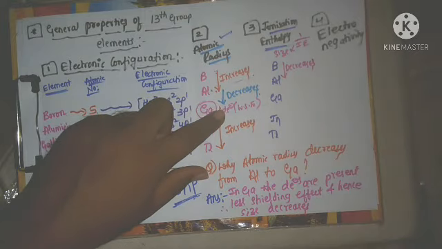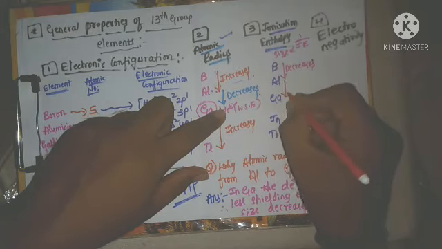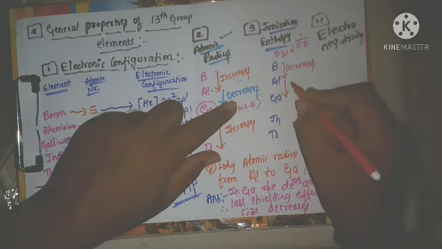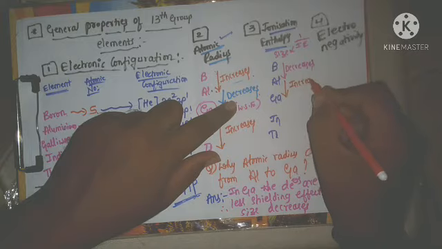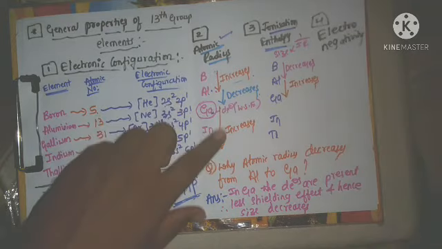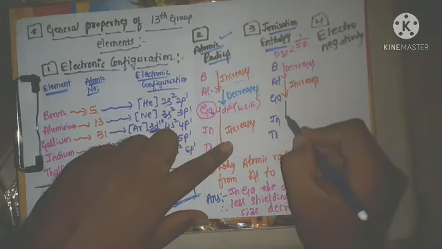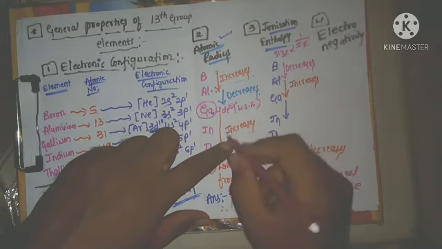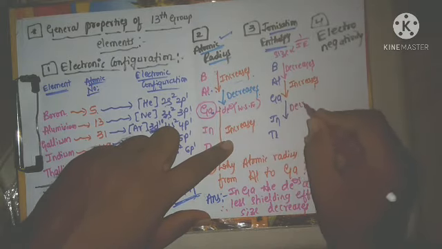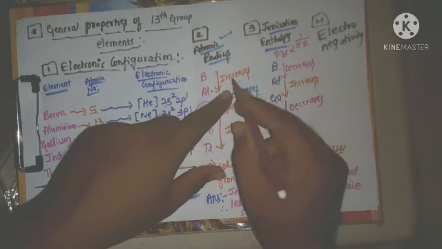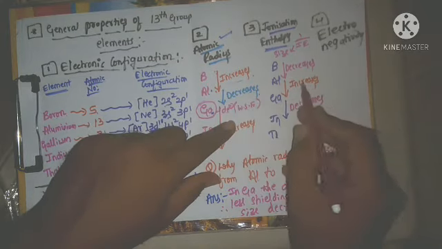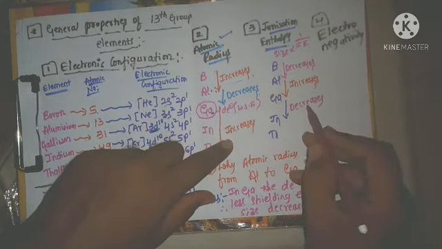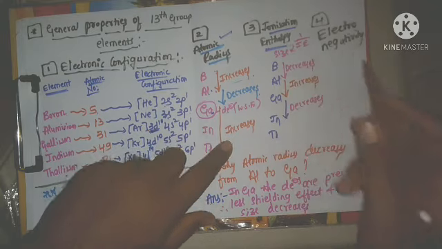From aluminium to gallium, size is decreasing. Size decreases means ionization enthalpy increases. From gallium to indium, size again increases, ionization enthalpy decreases. Opposite you have to take: decreases, increases, decreases, increases, right? Because size is inversely proportional to ionization enthalpy.